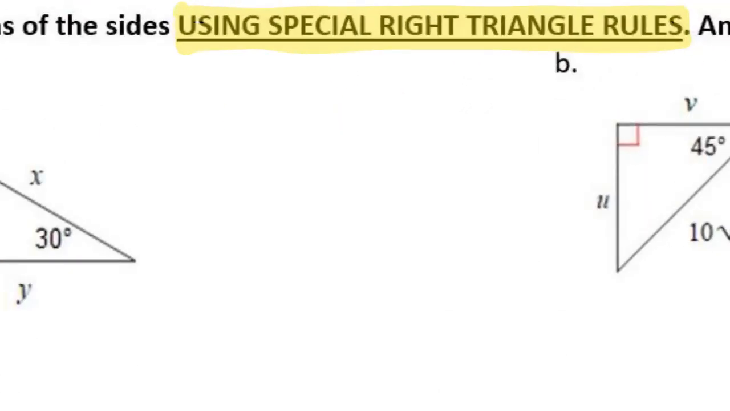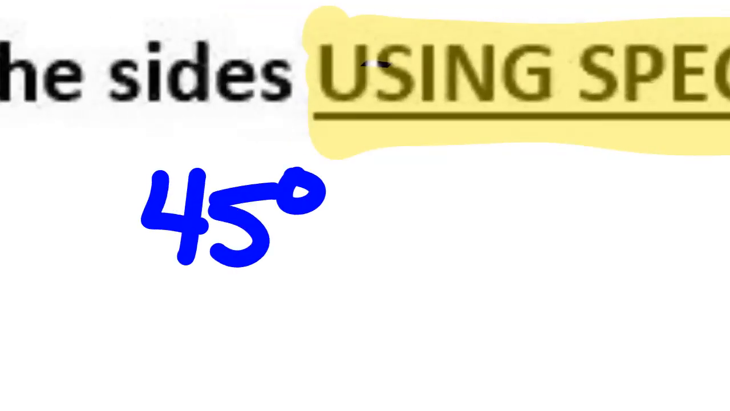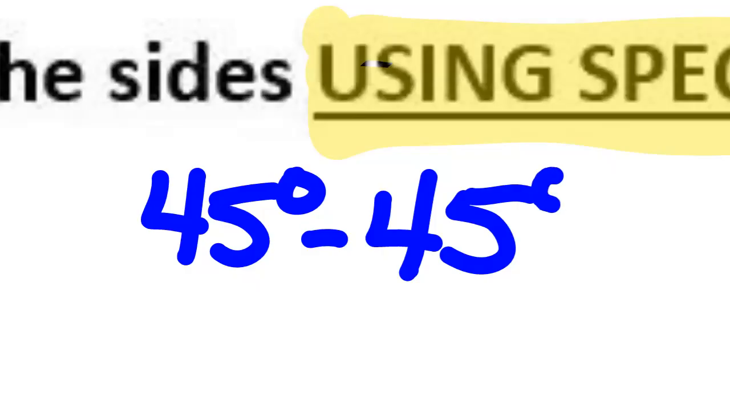All right, our rules. We had two types of special right triangles. We had 45, 45, 90 triangles.